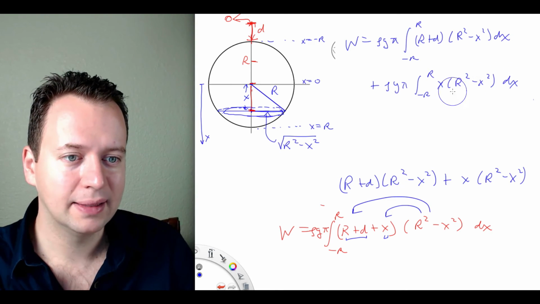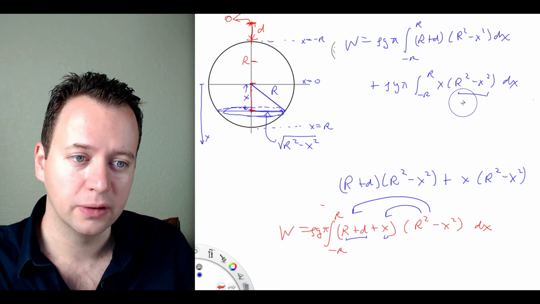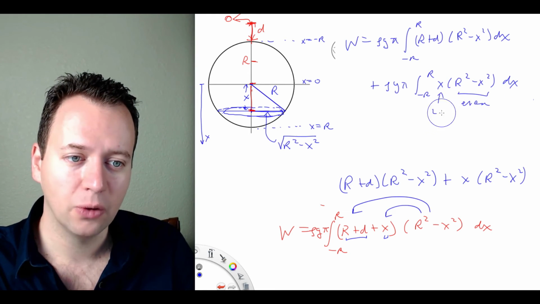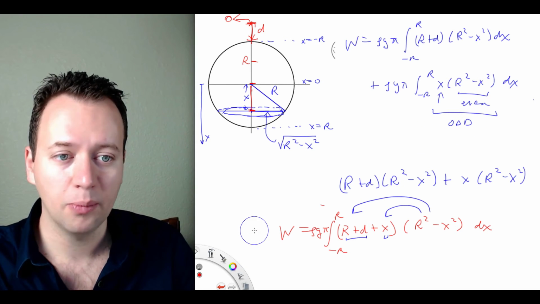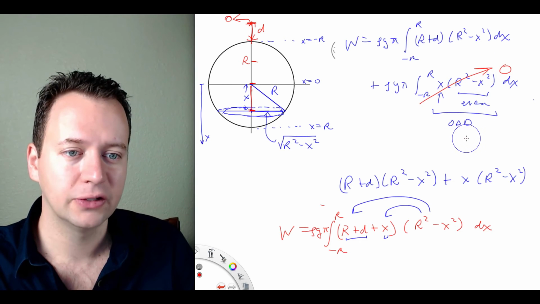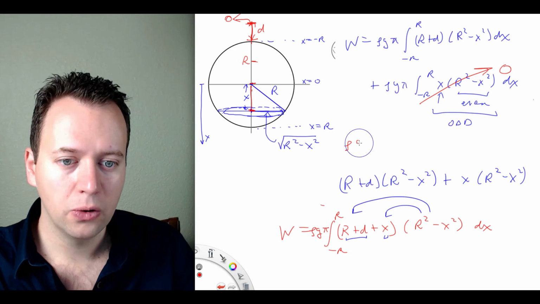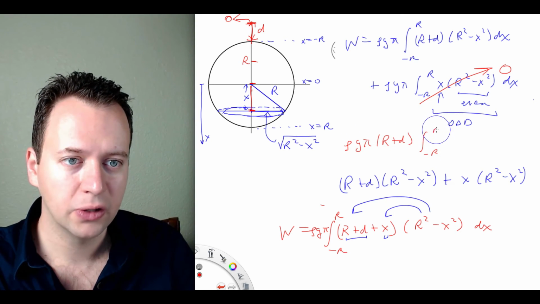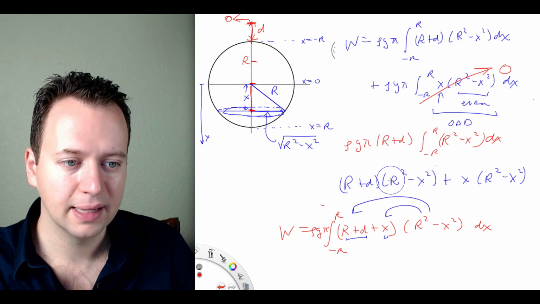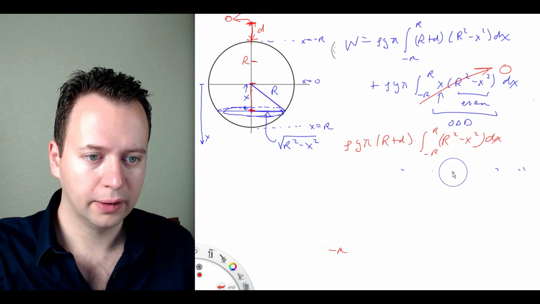Now this second integral is 0 because r squared minus x squared is an even function. When I multiply that by x, the whole thing becomes an odd function, and when I integrate an odd function from minus r to plus r, I just get 0. So that second integral is 0. So we just have rho g pi times r plus d times the integral from minus r to plus r of r squared minus x squared dx, like this. So that's equal to the total work.